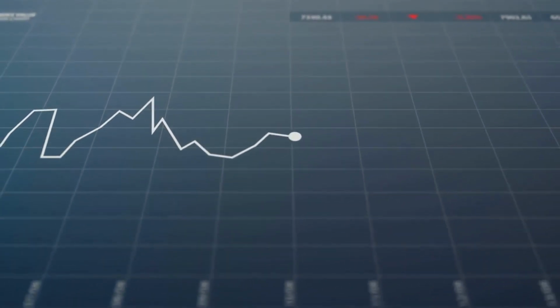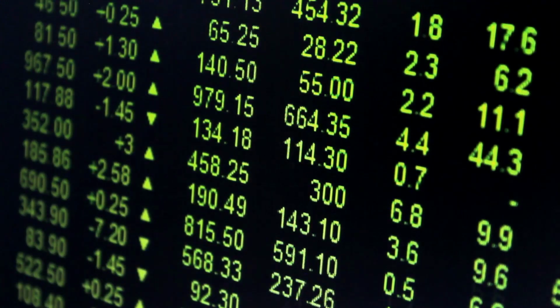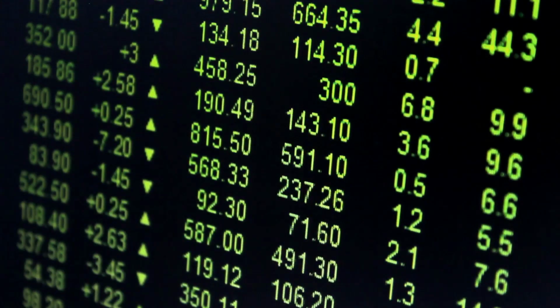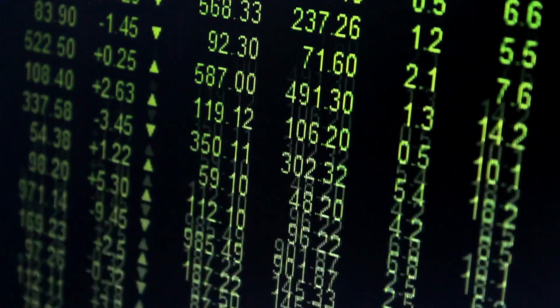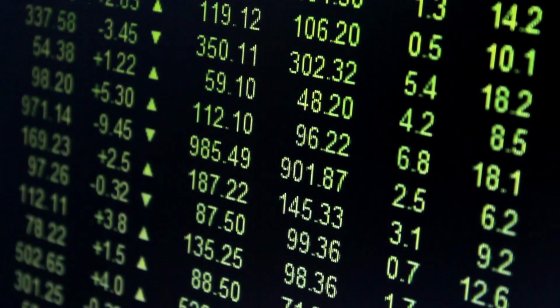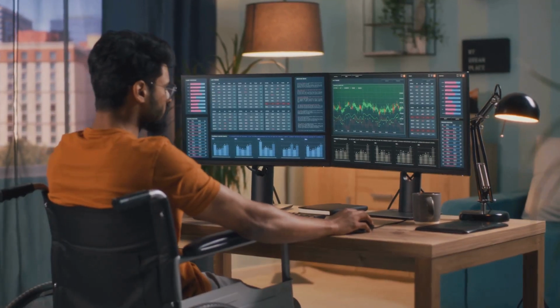Developed by J. Wells Wilder in 1978, the RSI is a technical indicator that oscillates between 0 and 100. It's used to identify overbought or oversold conditions in a market, which can provide traders with valuable insights into potential price reversals. So, how does it work?